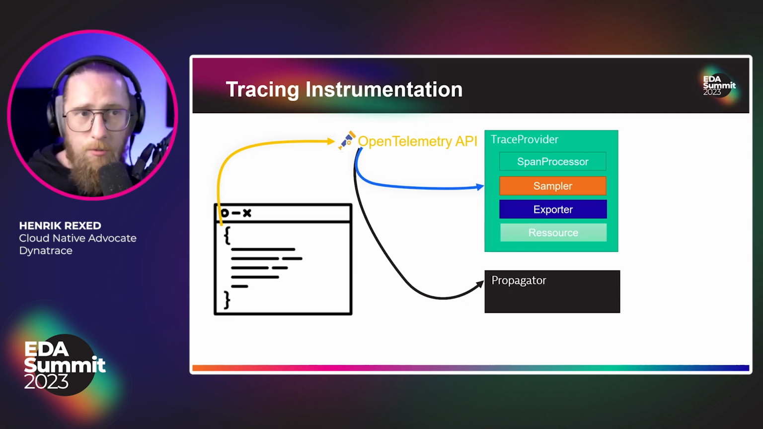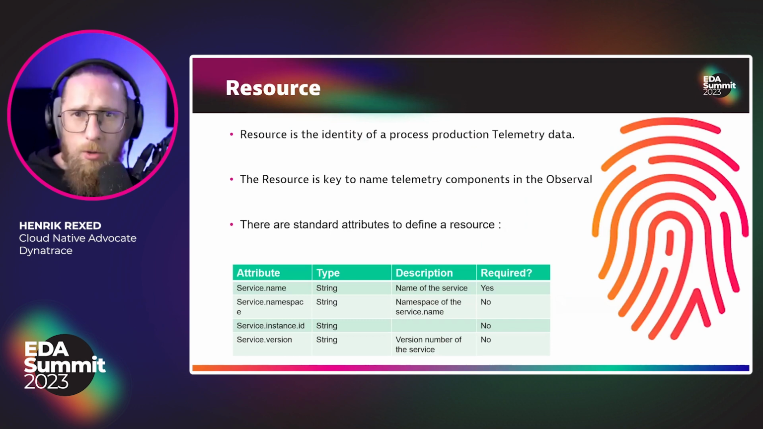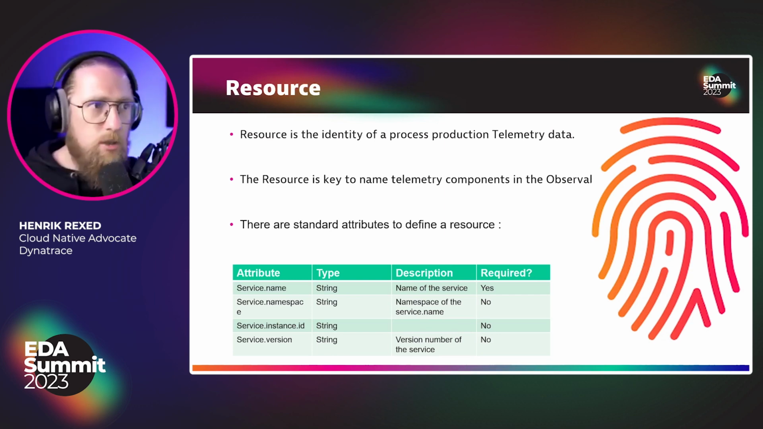Once you have the trace provider, you will be able to create spans, a sub-item of your transaction. So what is a resource? A resource is the identity of your service, who you are. Most of the observability solutions on the market that ingest OpenTelemetry will name the service producing this telemetry data based on the resource. That's why you have semantic conventions like the service name, the service namespace, the version, and so on.